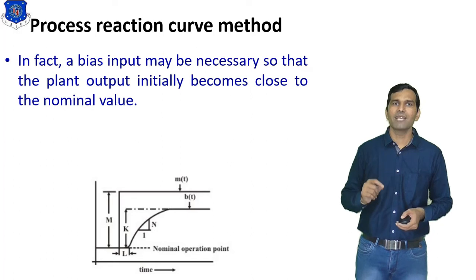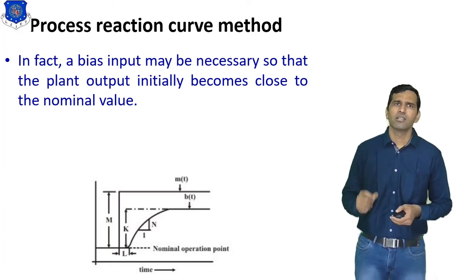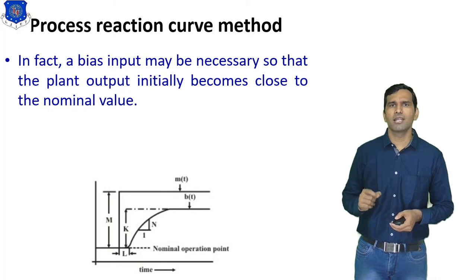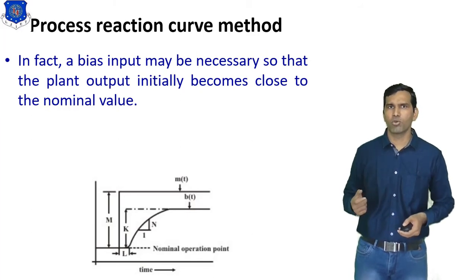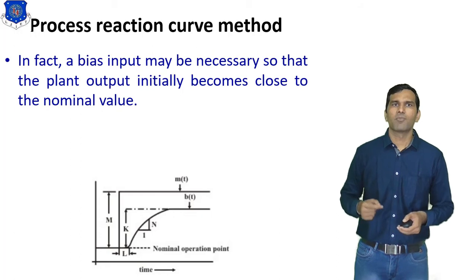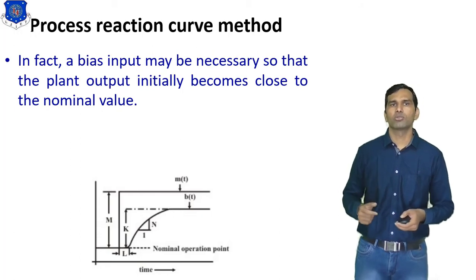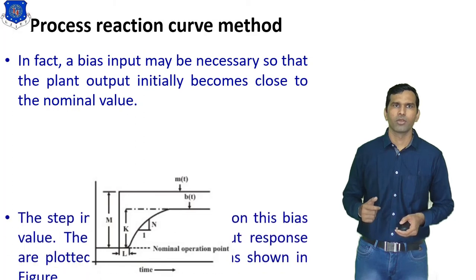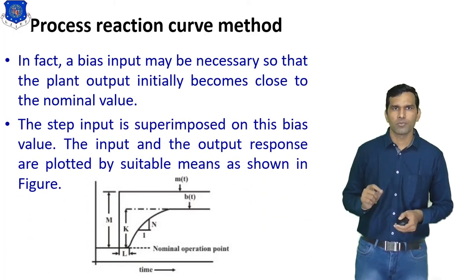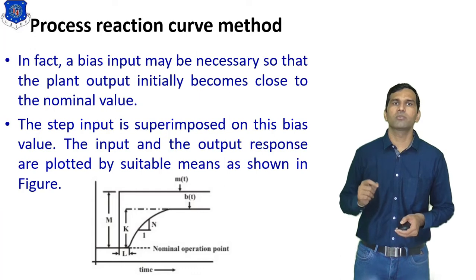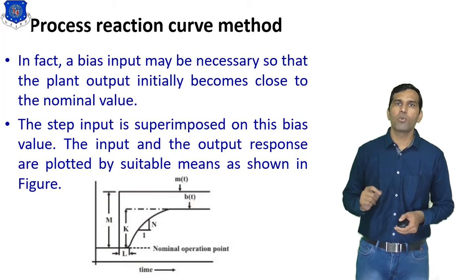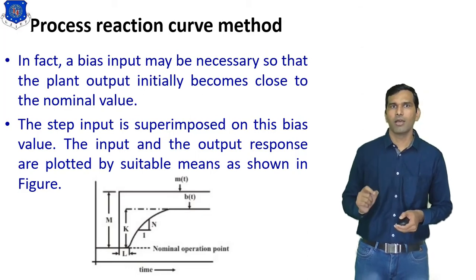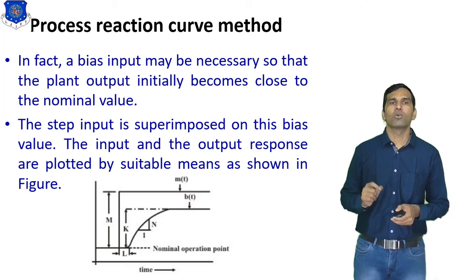In fact, a bias input may be necessary so that the plant output initially becomes close to the nominal value. That means by using these techniques, we require the bias inputs so that the plant output initially becomes close to the nominal value. The step input is supervised on the basis of the bias value. The input and the output response are plotted by suitable means as shown in the figure.